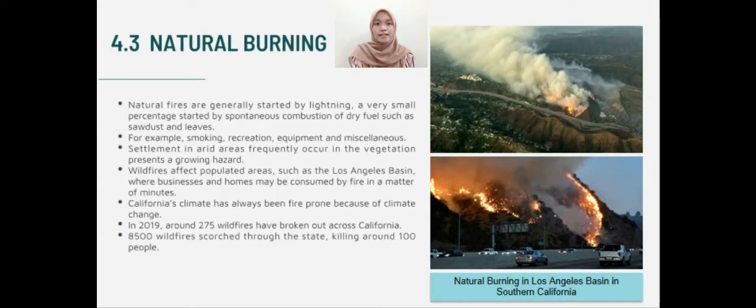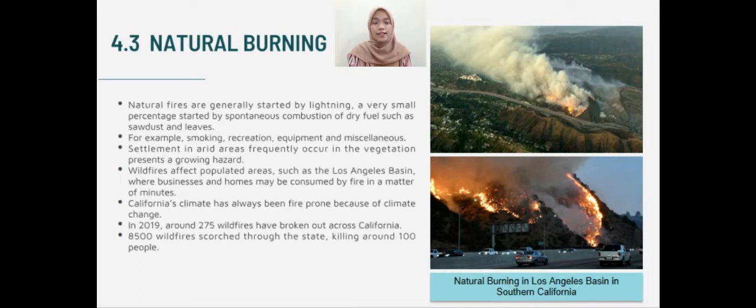Number 3 is natural burning. Natural fires are generally started by lightning. A very small percentage are started by spontaneous combustion of dry fuel such as sawdust and leaves. For example, some classifications include smoking, recreation, miscellaneous, and also equipment. Settlement in arid areas, where natural burning cycles frequently occur in the vegetation present, is a growing hazard.